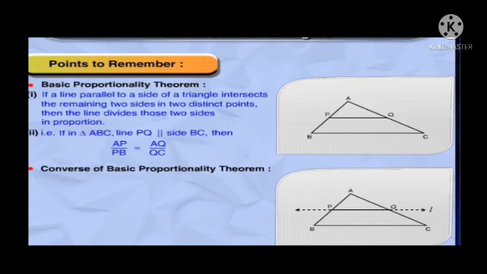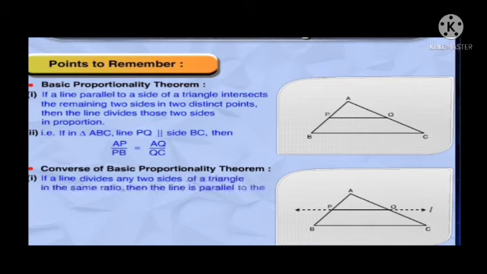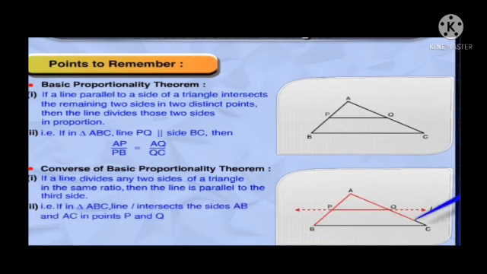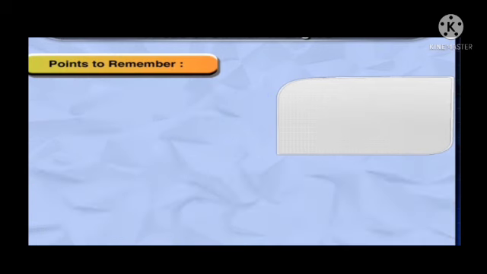Then we see next, the converse of the BPT theorem. Here we know if a line divides any two sides of a triangle in the same ratio, then the line is parallel to the third side. That is, in a triangle ABC, if line L intersects the sides AB and AC in points P and Q respectively, and AP upon PB is equal to AQ upon QC, then the line L is parallel to the side BC.